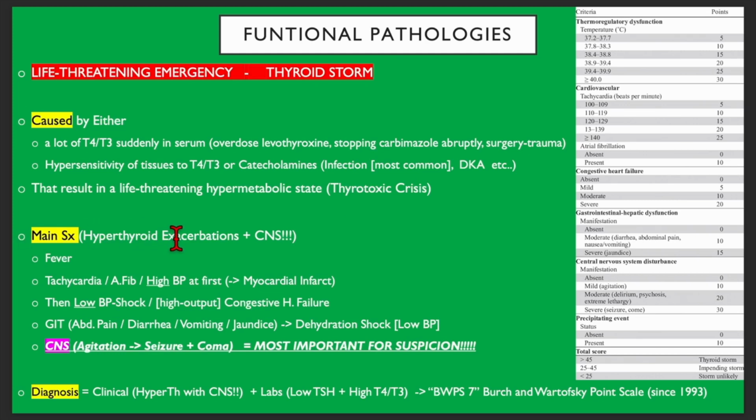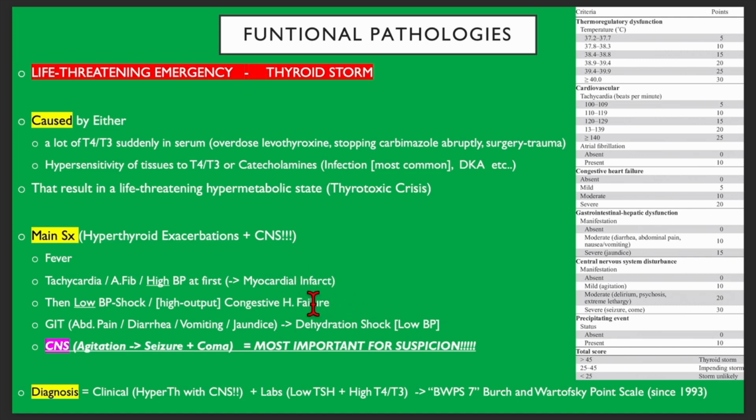So the main symptoms, it's what we just said, exacerbations of the hyperthyroid symptoms, but also the CNS. That's why it's life-threatening. The heat intolerance becomes fever, so they're super feverish. You can see here the higher the fever, the more the score they get. Tachycardia, the arrhythmias. At first they have high blood pressure because of the tachycardia, and then this may cause MI. But then we also have GIT symptoms like vomiting, diarrhea, and this will cause dehydration, so the blood pressure goes lower. And then this low blood pressure shock, it's called high output congestive heart failure. They have a heart failure.